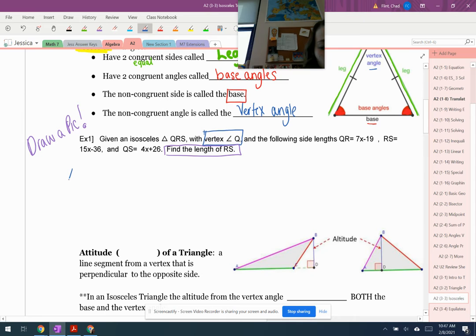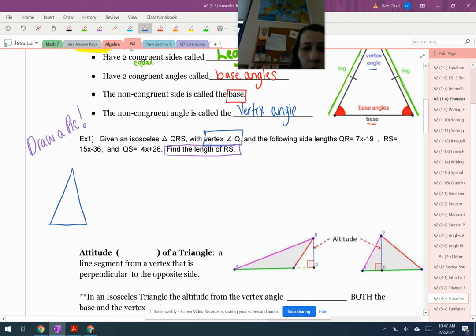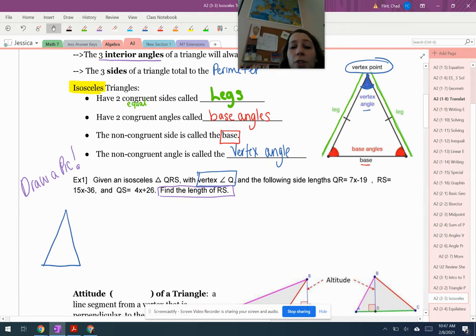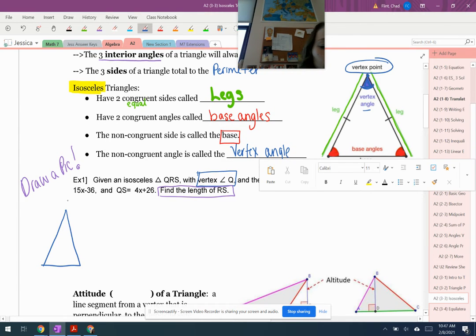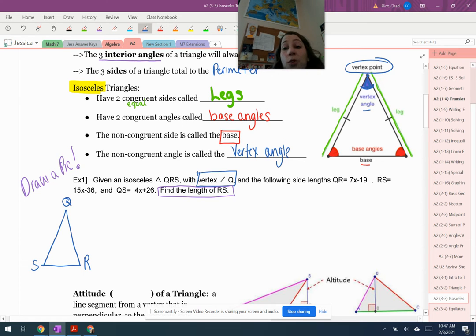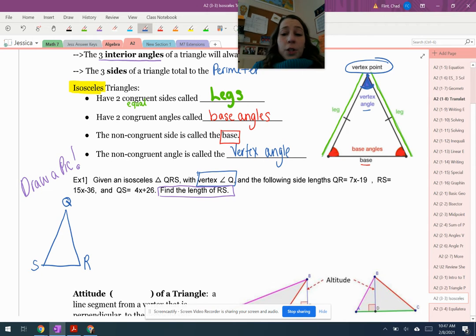So, triangle QRS. So the vertex, I'm going to use my diagram up here to help me. They're saying that the vertex is Q, which means that Q is going to be at the top. And then the R and the S can go in any spot. Q, R, S. What's important is that you have the Q at the vertex angle. That's the important piece. So now we have these side lengths that we can label.